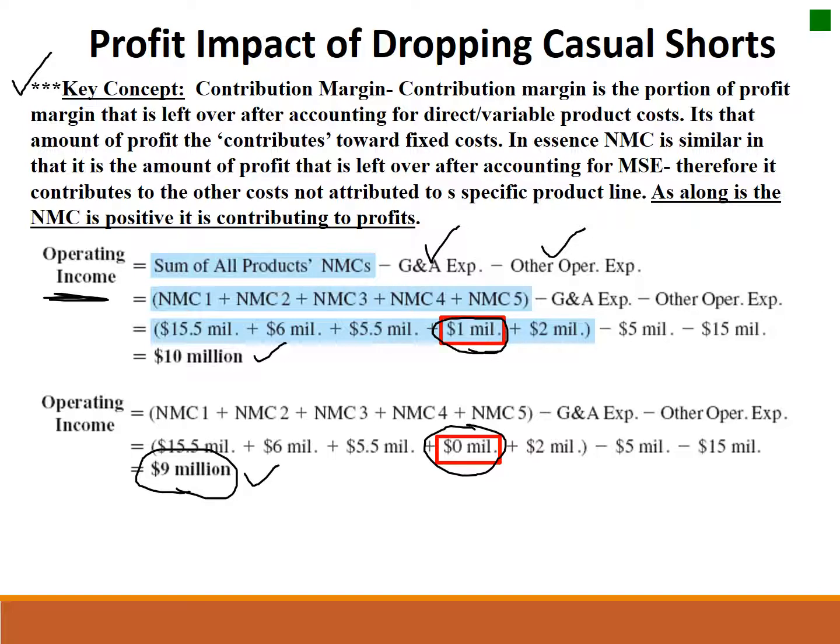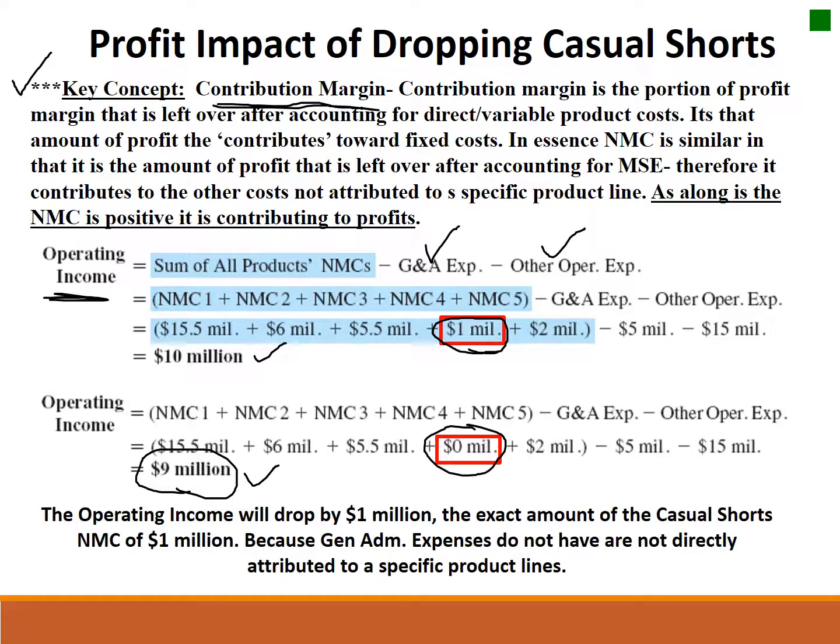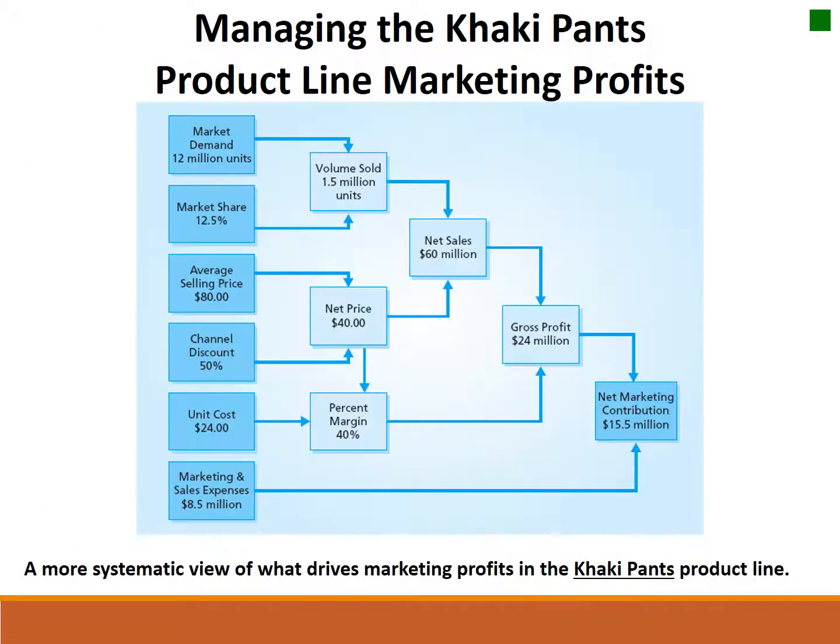It's basically the bottom line, because it's still contributing to overall expenses, much like contribution margin is what we use in pricing to calculate what part of the price or what part of the profit margin contributes to the overall expense of operating the firm as a whole. So operating income will drop by $1 million, but it's also the exact amount that the casual shorts product line contributes when we calculate net marketing contribution. And this is because general and administrative expenses and those other expenses don't have a direct attribution to a specific product line. It's costs that's spread over the entire firm.